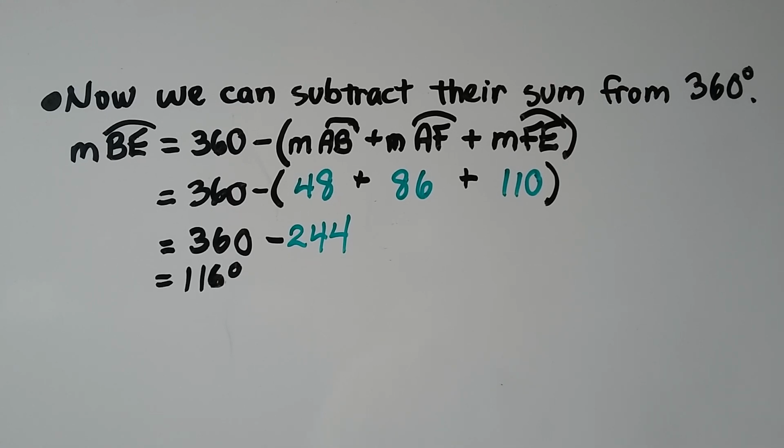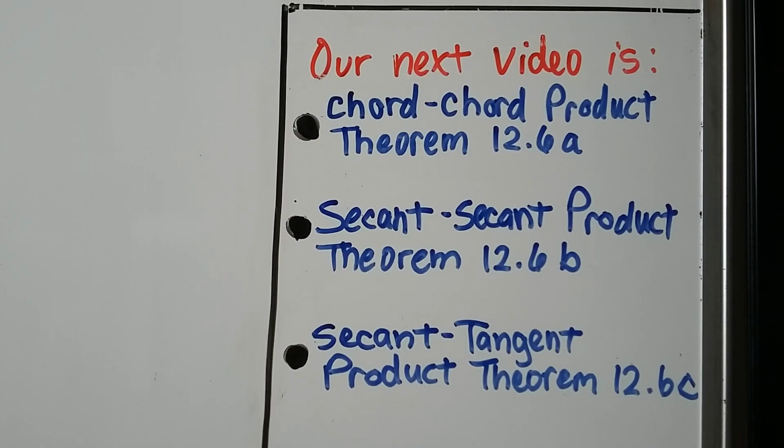So sometimes when you're looking for the measure of an arc, you might need to find the measure of another arc and then subtract all of them from 360. So that's it for 12.5.